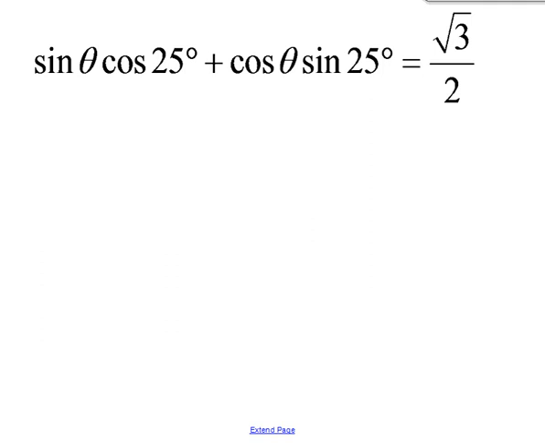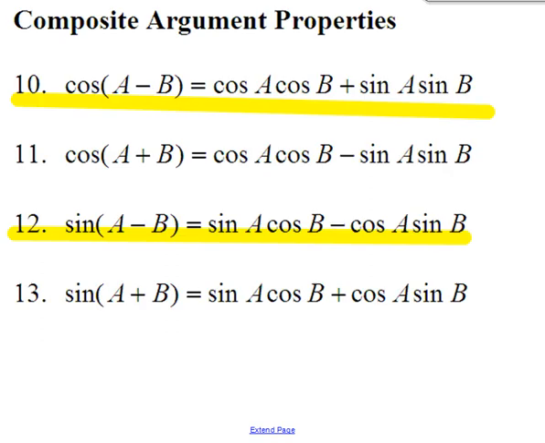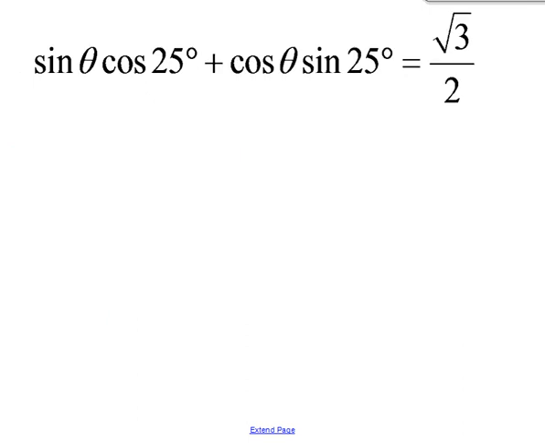So you want to look back at your composite properties that had sine and cosine, right? Those were going to be your sine properties. So sine A cosine B, sine A cosine B, and then we're either looking at 12 or 13, and then we just have to pay attention to the sign. Since it's plus, sine of A cosine of B plus cosine of A sine of B is equal to the composite property for sine of A plus B, right?